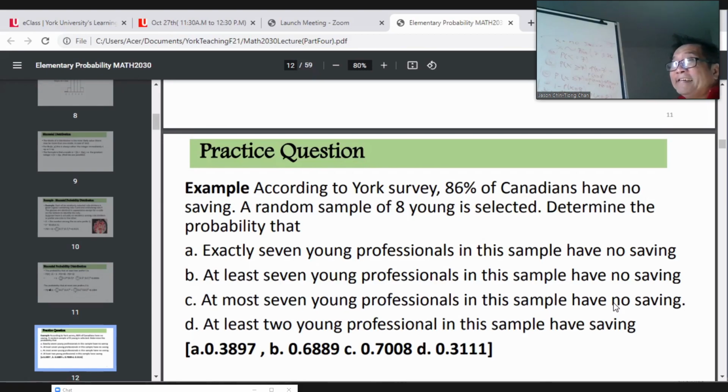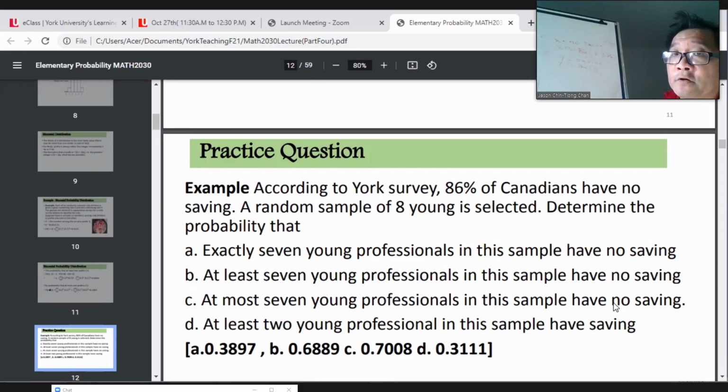D is up to you. There's another way to do it. We set up another model. Okay. For D, we can set up the other model. Now, in another model, we don't use X anymore. Maybe we use Y. Y is what? The question says about saving. So Y is binomial with n equal to 8.